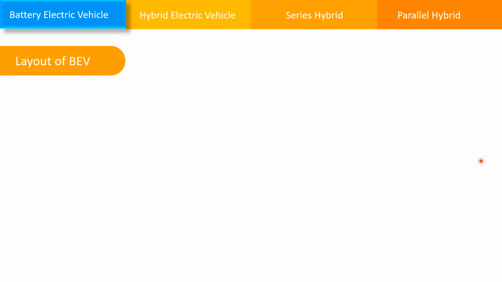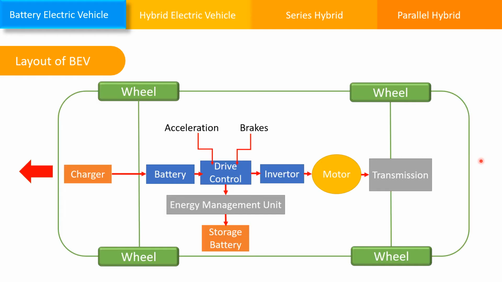So we will move to the layout of the battery electrical vehicle. These are the parts of it. Firstly, there is a charger which is connected to the external supply while charging the battery. There is a battery. Then there is a drive control which has the feedbacks from the brakes and acceleration. Then there is an inverter. The inverter is used for converting the DC supply from the battery to AC supply, which is required to drive the motor.